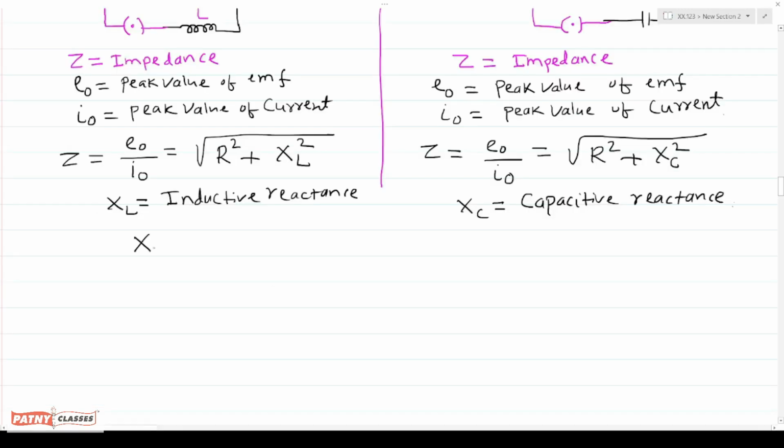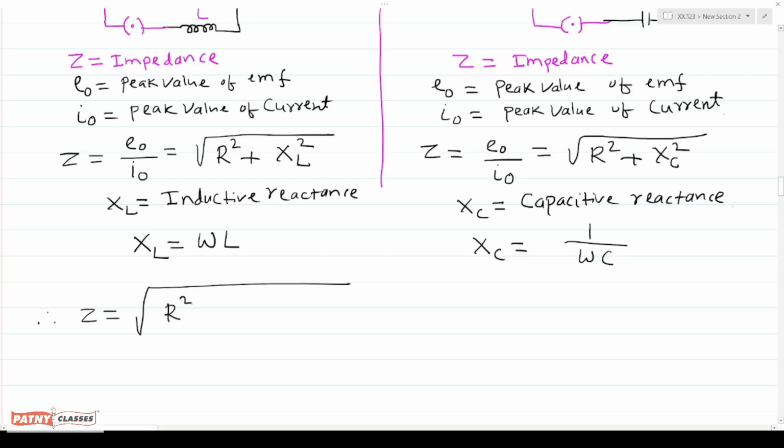Where XL equals omega L and XC equals 1 upon omega C. Therefore, Z equals under root of R square plus omega L whole square. Z equals under root of R square plus omega square L square.